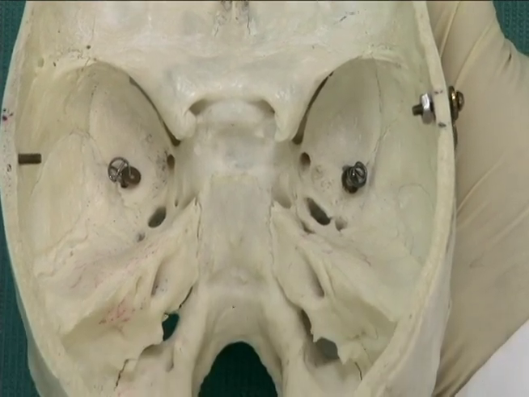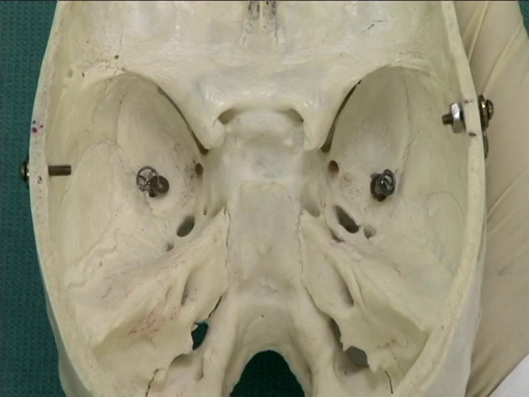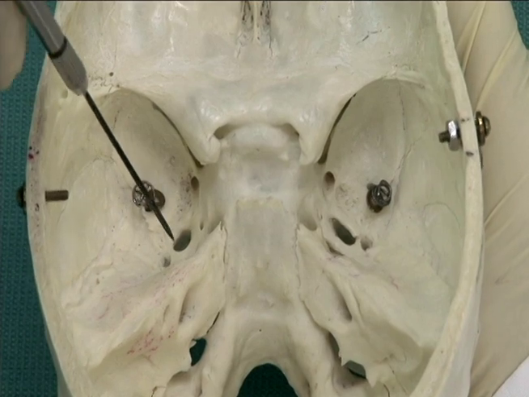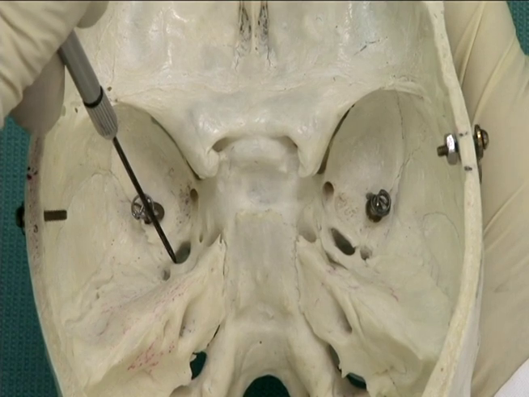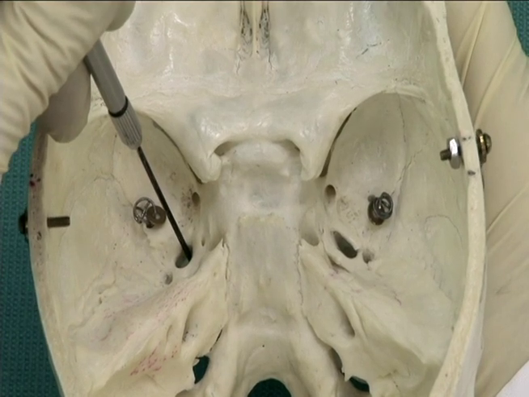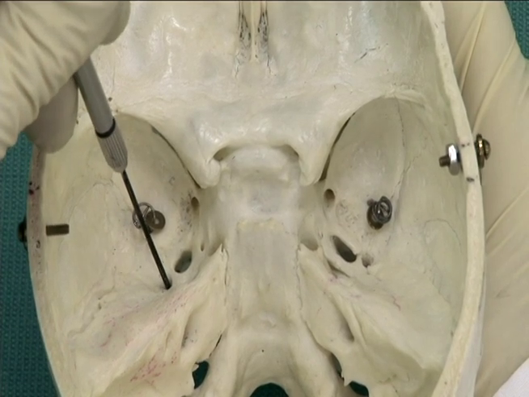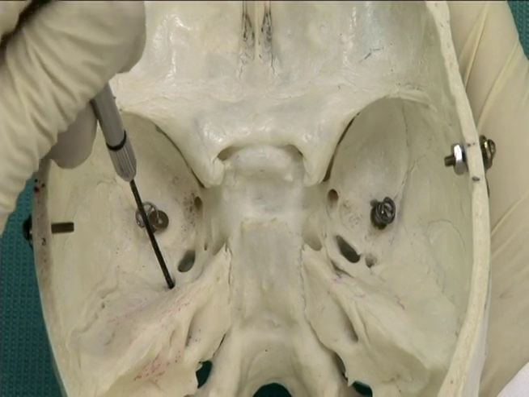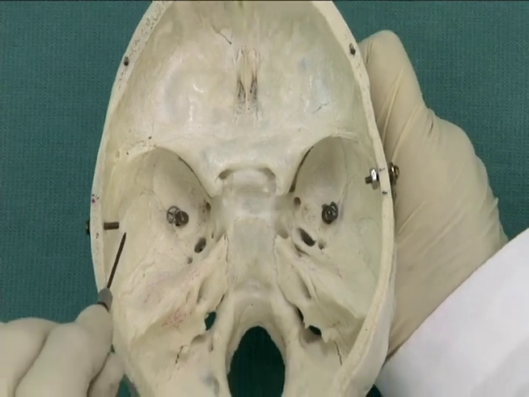Just below the superior orbital fissure is the foramen rotundum, which transmits the maxillary nerve, the second division of the trigeminal, to the pterygopalatine fossa. Posterior to the foramen rotundum is the foramen ovale, which transmits the mandibular nerve, the third division of the trigeminal, and the lesser petrosal nerve. Just posterior and lateral to the foramen ovale is the foramen spinosum, through which pass the middle meningeal vessels. The groove for these vessels can be seen along the wall of the middle cranial fossa.